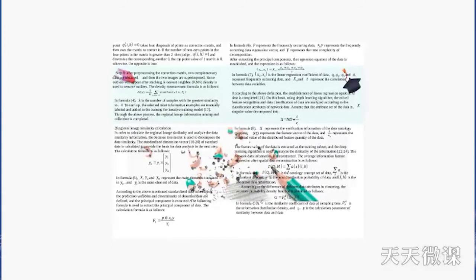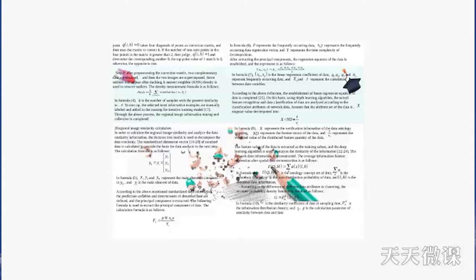In formula 5, Y and YM represent the main elements contained in Y, and YI is the main element of data. According to the above standardized data information, the prediction variables and determinants of abnormal data are defined, and the principal component is extracted. The following formula is used to extract the principal component of data. The calculation formula is as follows. In formula 6, P represents the frequently occurring data. X, Y represents the frequently occurring data eigenvalue vector. And Y represents the time complexity of decomposition.